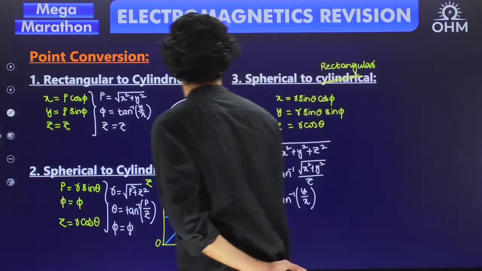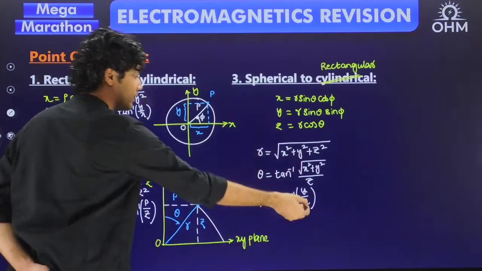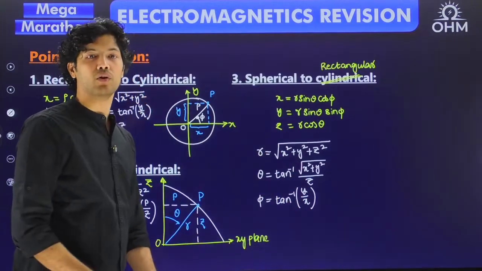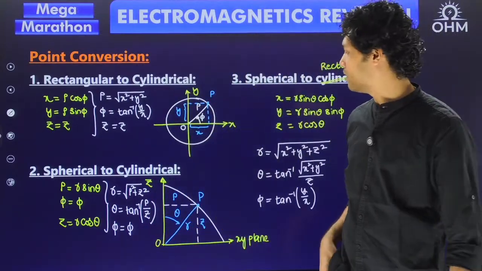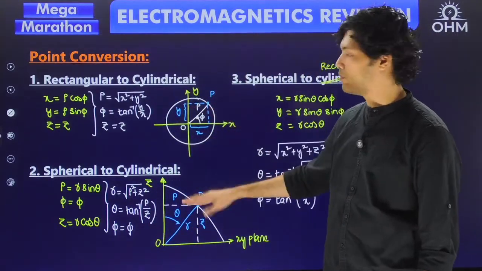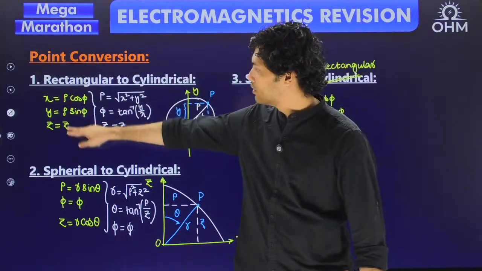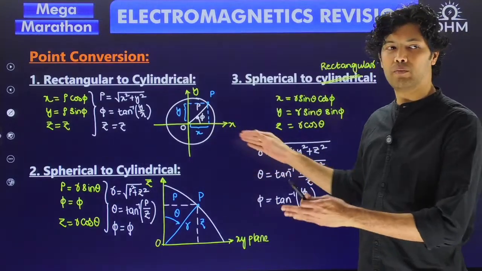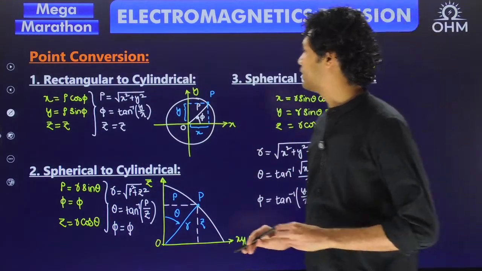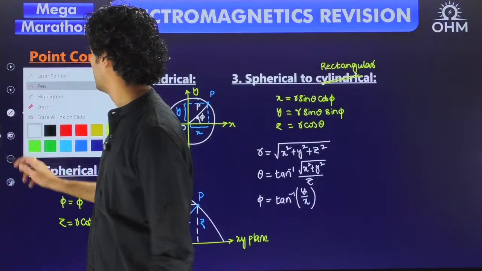Now here, if you notice, given x, y, z, we can find r, theta, phi. So in total we have 6 conversions here. But the main points here are these two diagrams. If you remember these two diagrams, getting these terms is not a big deal, and from them you can get the remaining terms. So this is regarding point conversion, briefly.